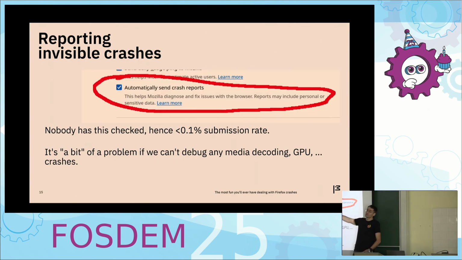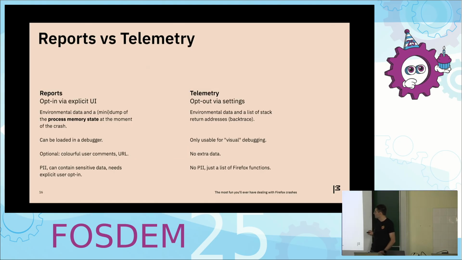Some people, and I love you all, have this very deeply hidden setting enabled, which automatically sends all crash reports. So we do get to know about some of these. But it's a bit of an issue, like 0.1% is not enough to debug. I gave an example, all the media decoding or GPU. So how do we deal with those?